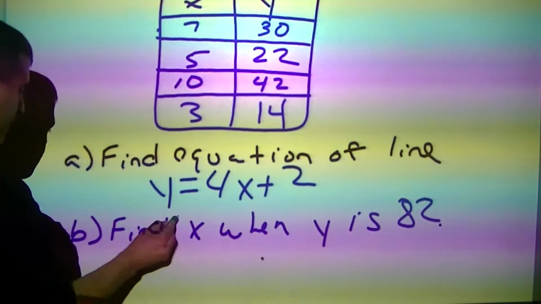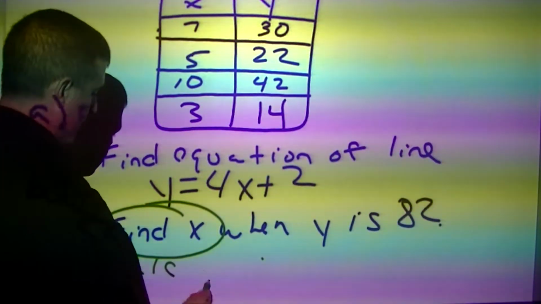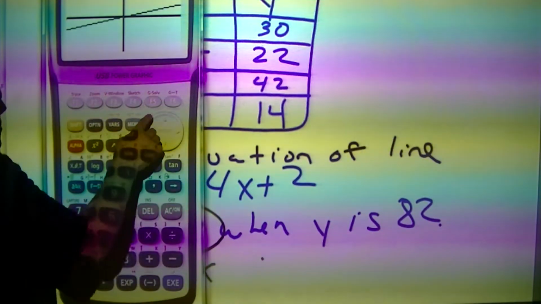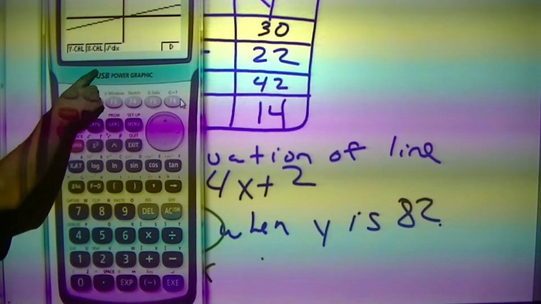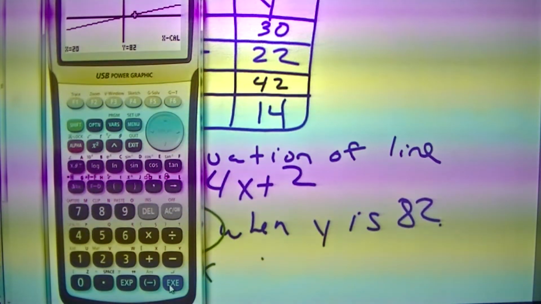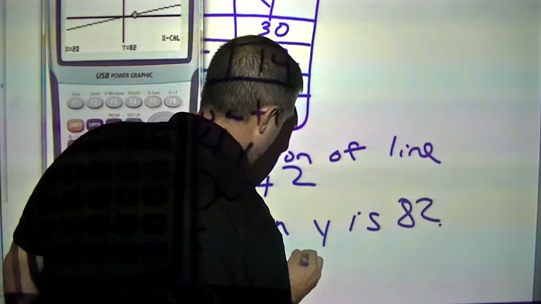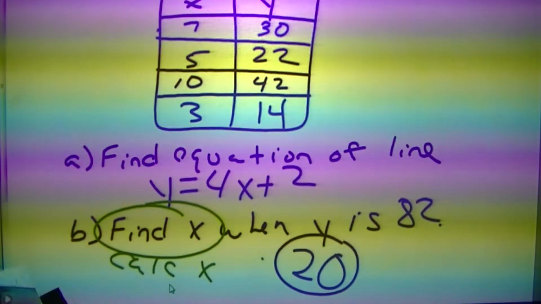Now, it says find x when y is 82. Okay, so if it says find x, what I want to do is calculate x. So when I go into G-Solve, I go to F6. I want to calculate my x, and my y value is 82. All right, and it tells me my answer here is 20. Okay, all right, moving on.